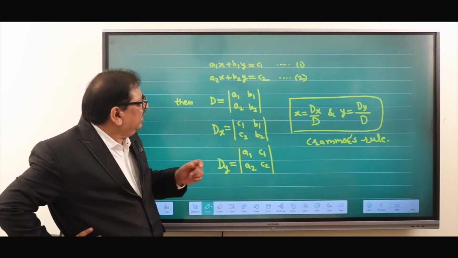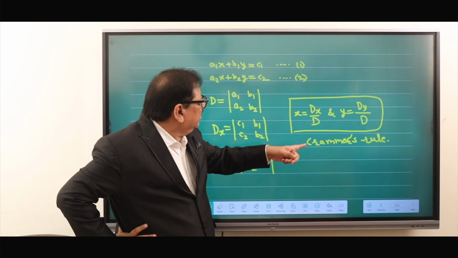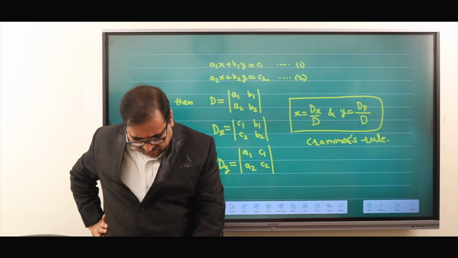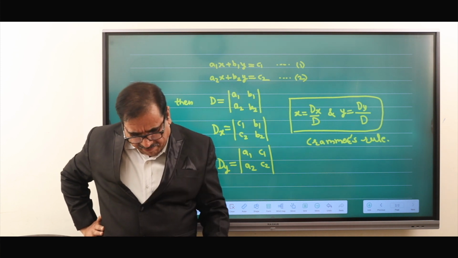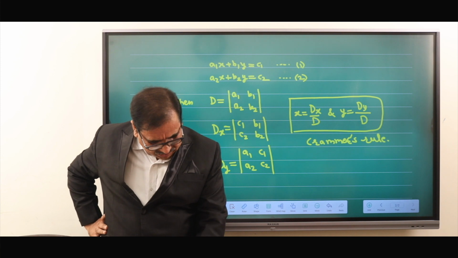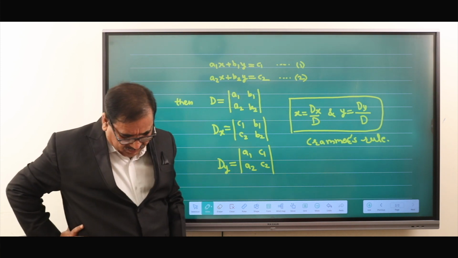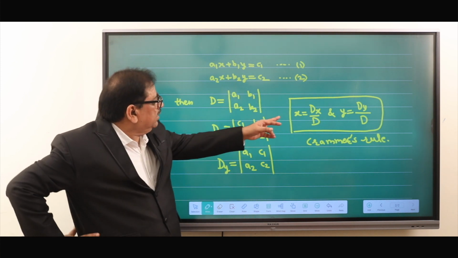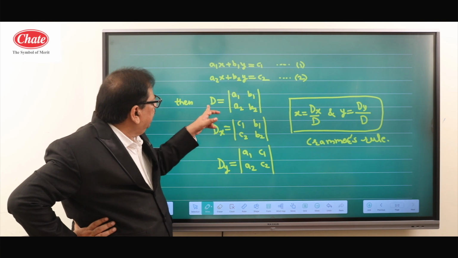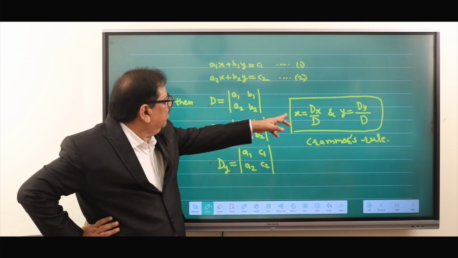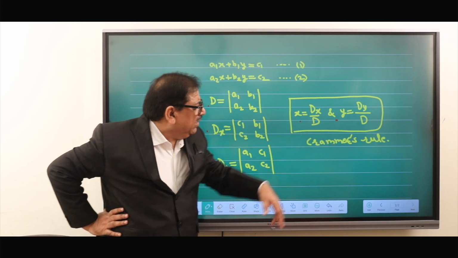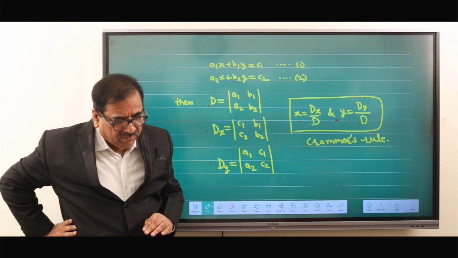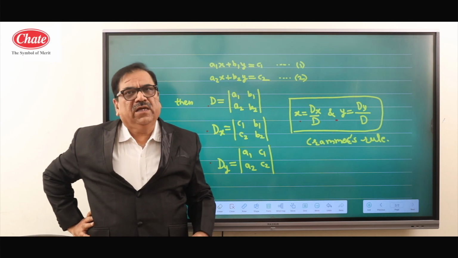Dx is not written in the same line; D is written slightly below x, and Dy slightly below y. In your books, this is written slightly differently. So x is written as Dx by D, and y as Dy by D. And by finding D, Dx and Dy and substituting, we can place the values here and find the values of x and y directly. This is the method of solving simultaneous equations by Cramer's rule.